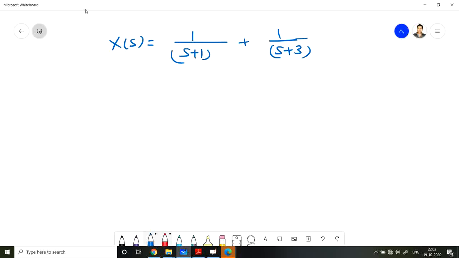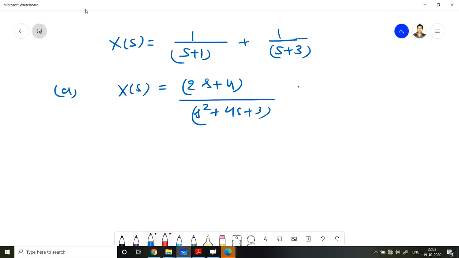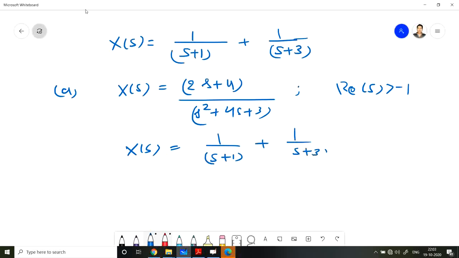So now we need to solve the various parts that we have been given. So part A is: X(s) is given as 2s plus 4 divided by s square plus 4s plus 3, and the ROC is real part of s greater than minus 1. Now we have this X(s) that we found through partial fraction analysis, so it is equal to 1 divided by s plus 1 plus 1 divided by s plus 3.